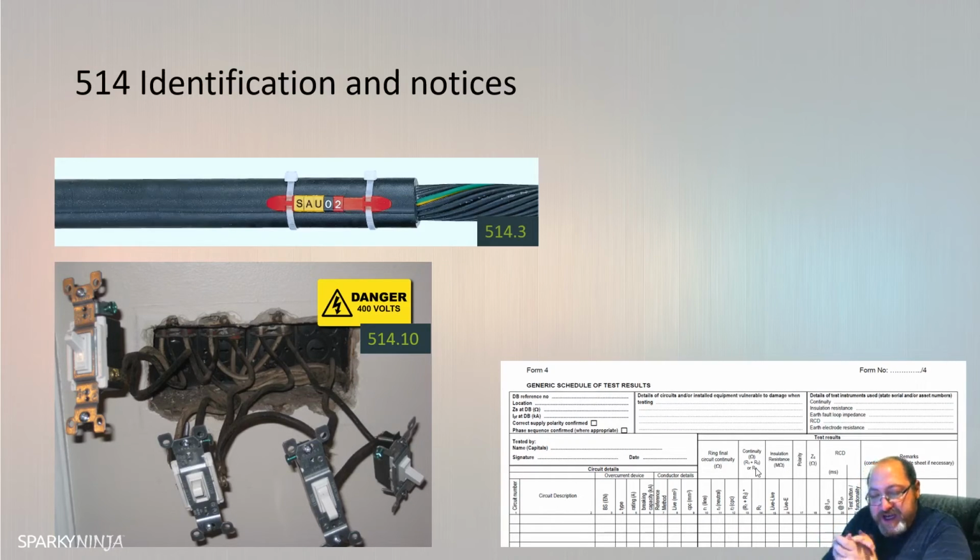For simple installations, the foregoing information may be given in a schedule, such as the schedule of test results. A durable copy of the schedule, though, will need to be put adjacent to each distribution board. Don't forget that. That could be quite popular, that one. So, yeah, a durable label fixed adjacent to the distribution board.